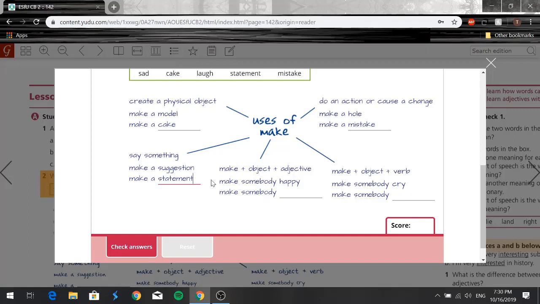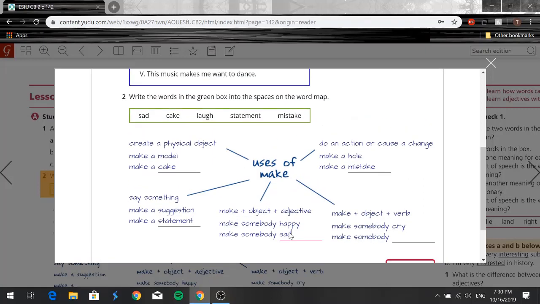We have 2 more. So we can use make plus an object and an adjective, right? So it comes out like this. Make somebody happy. Make somebody sad, right? One more is make plus object and the verb instead of an adjective, right? So make somebody cry. Make somebody laugh, right? So all of these are the different uses of make.